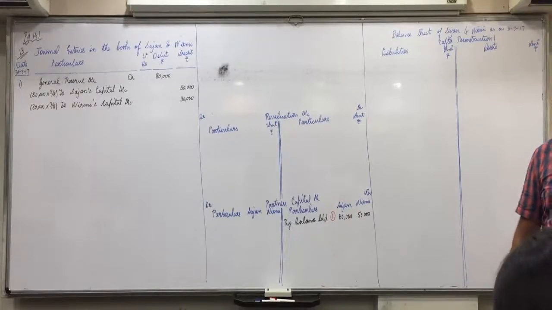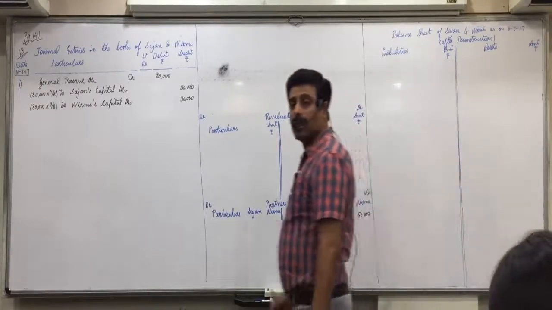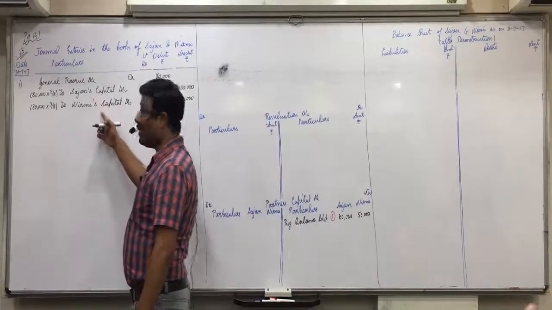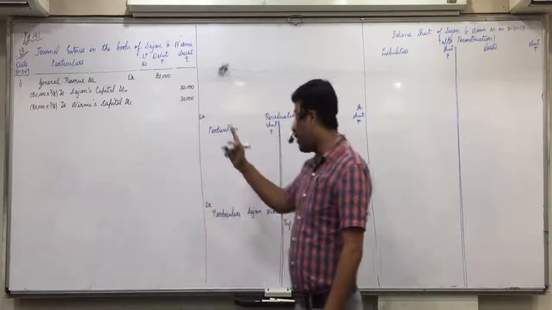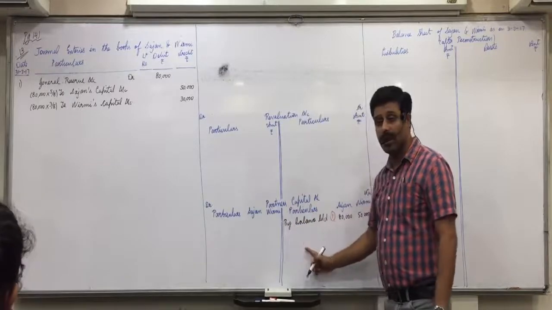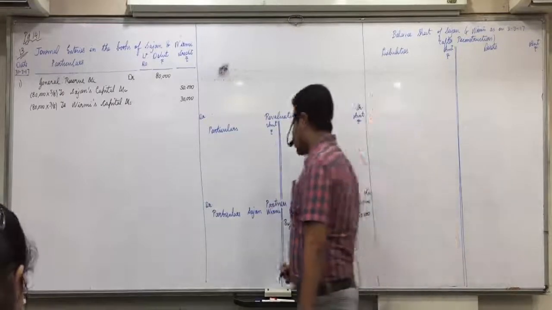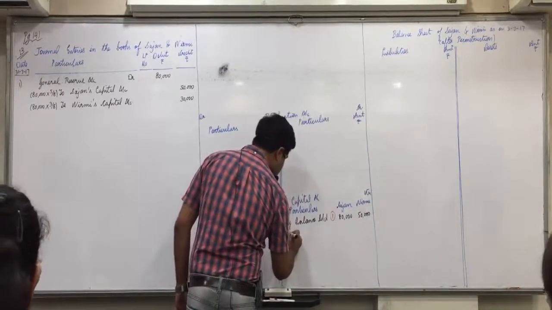Okay, now effects be attended. Two partners capital, we credit it. So partners capital we will write on credit side. Name of opposite account by general reserve account.